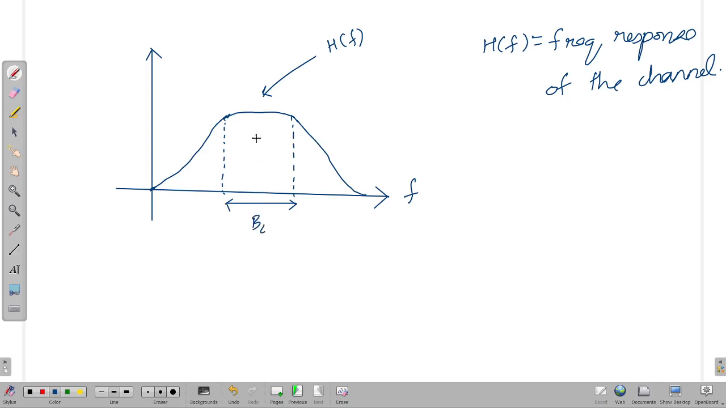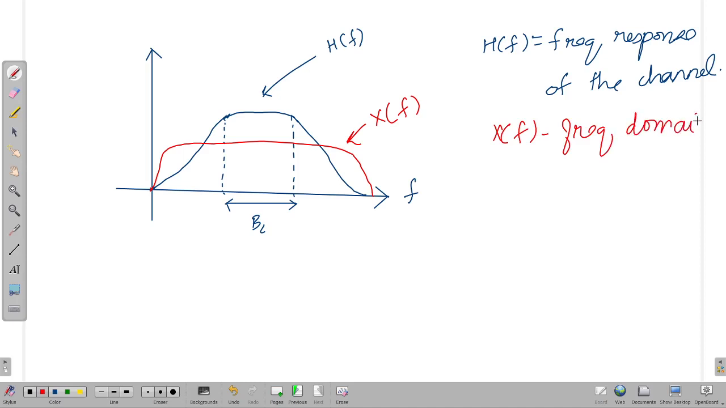So you have the coherence bandwidth of the channel here, and in the same figure, let me draw the signal also. Let's say the signal is like this. This is your signal, that is X of f. X of f is the frequency domain of the signal. So you have the channel, and you have the frequency domain of the incoming signal to the channel.